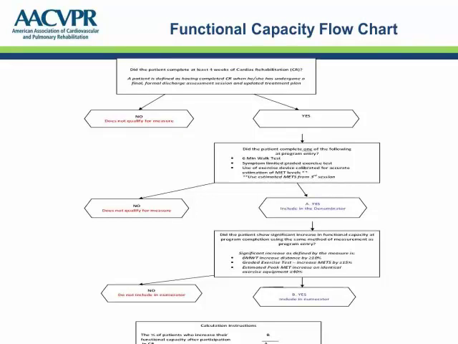The final question is, did the patient then show significant increase in functional capacity at program completion using the same method of measurement as at program entry? Significant increase is defined in this measure as a 6-minute walk test increase of 10% or more, graded exercise test increase in MET of 15% or more, or an estimated peak MET level during an exercise session using the identical exercise equipment of 40% or more. If the patient did not meet one of those levels, they would not be included in the numerator. If the answer is yes, they would be included in the numerator.